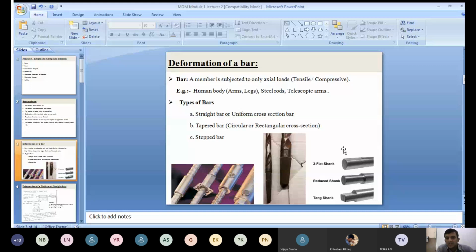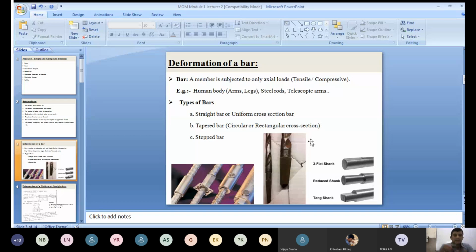Now, the types of bars are classified based on how the cross section varies along the length of the bar. One is the straight bar or uniform cross section bar. See this case: this body has a rectangular cross section. Throughout this length, the cross section is the same. This is called a straight bar or uniform cross section bar. Throughout the length, the cross sectional area does not change.